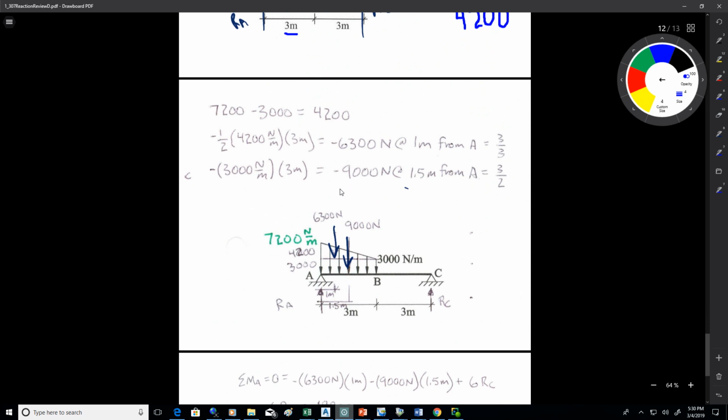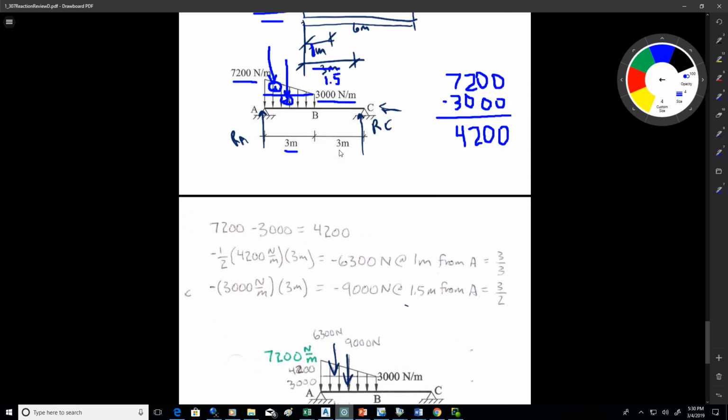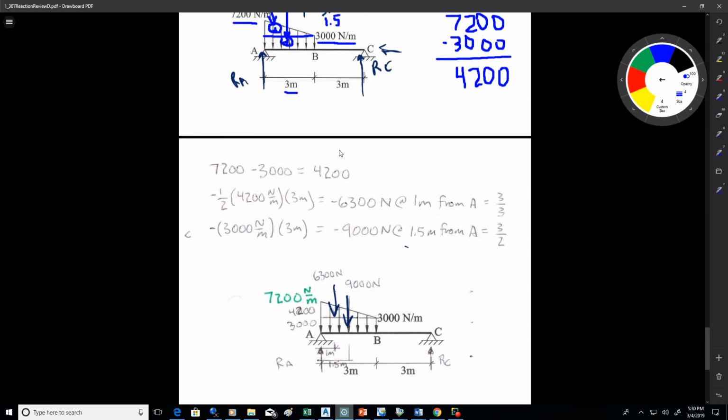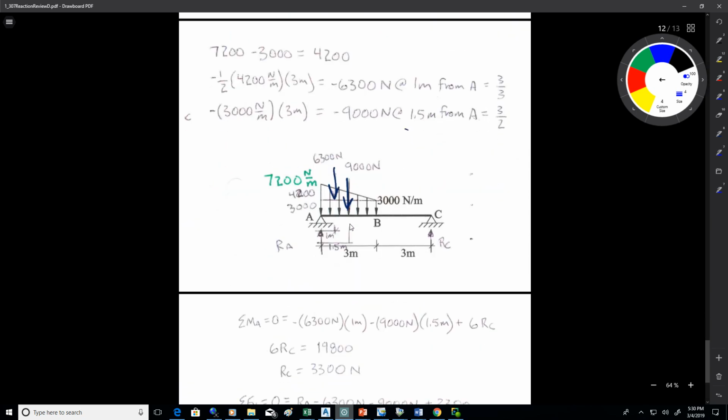So I've got minus 1/2, 4,200 times 3. That's the area of the triangle, 6,300, that's a meter from A, which is a third of 3. Because as we discussed earlier, the centroid of a right triangle is at the third of the base over from the right angle. And then the rectangular load is 3,000 times 3, at 1.5, which is half of 3 from A, that's 3/2, okay? So now I've got those two loads and their moment arms. I can go ahead and run the moment equation and solve for the reaction at C. You can go ahead and do that, maybe pause and then check back in.